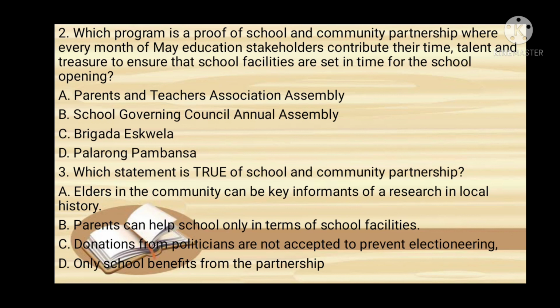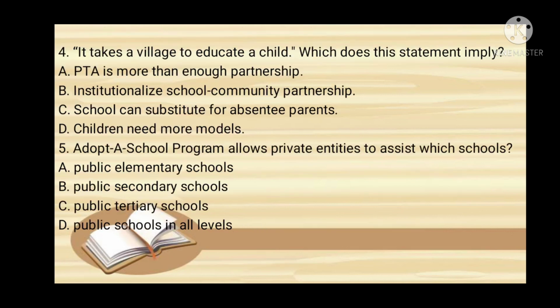Number 3, which statement is true of school and community partnership? Letter A, elders in the community can be key informants of a research in local history. B, parents can help school only in terms of social facilities. C, donations from politicians are not accepted to prevent electioneering. And letter D, only school benefits from the partnership. Number 4, it takes a village to educate a child. Which does this statement imply? Letter A, PTA is more than enough partnership. Letter B, institutionalized school-community partnership. Letter C, school can substitute for absentee parents. Letter D, children need more models.